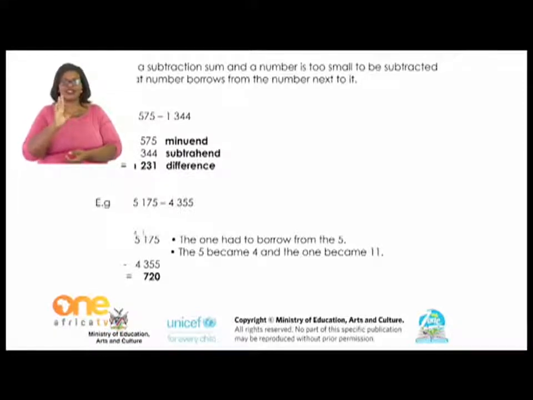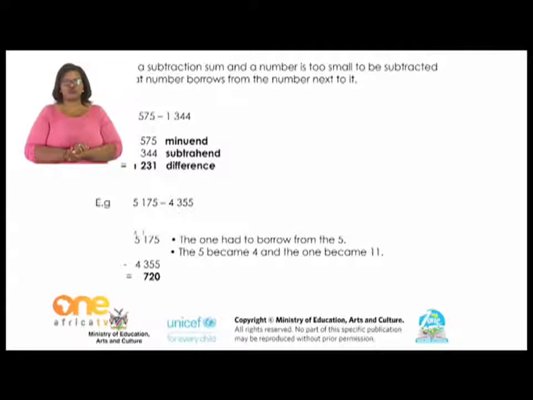5,175 minus 4,355. We write our big number on top, 5,175. We write the small number at the bottom, 4,355. And now we minus it from each other. 5 minus 5 is equal to 0.